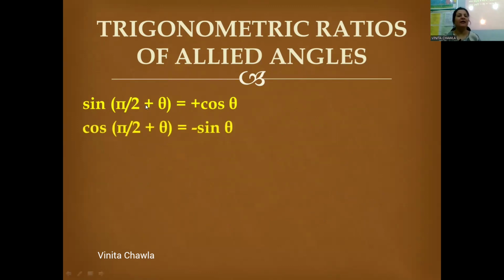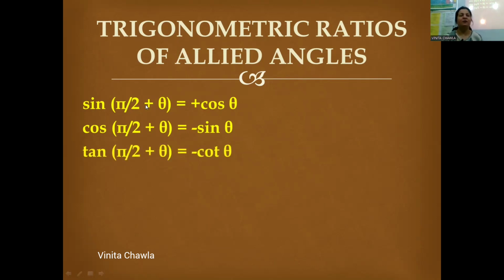And if we have cos 90 plus theta, then it is minus sine theta. Because when cos goes to the second quadrant, it becomes negative. But cos will change to sine, because they are complementary to each other, so it will change to sine, but its sign will change. It will become negative because it is going to the second quadrant now. We are adding an angle to 90, so it is going to the second.